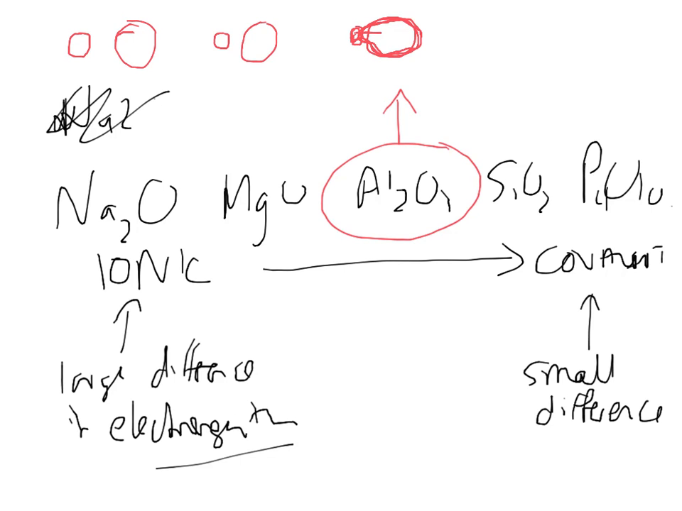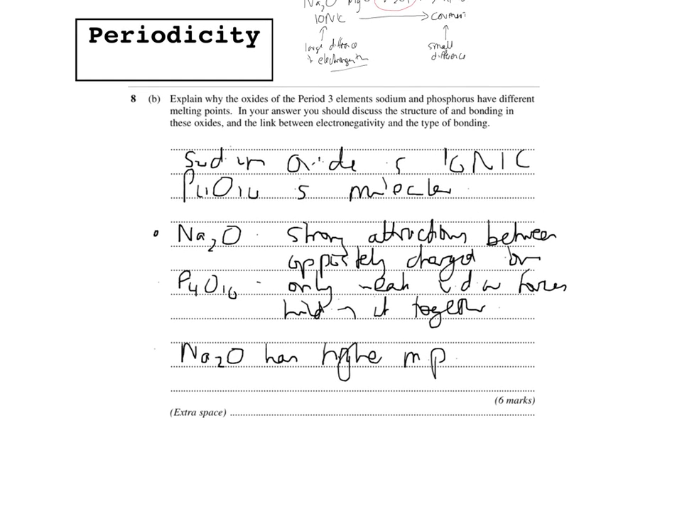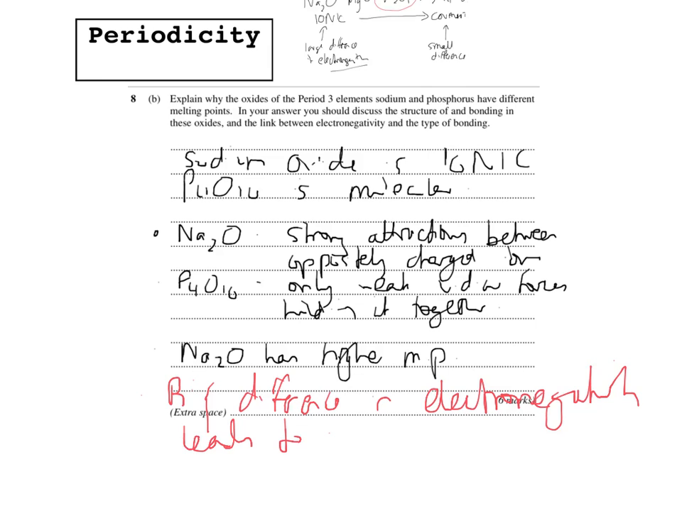Now if we go back to the question, that last mark is basically, for the simplified version of that, by saying that a big difference in electronegativity leads to ionic bonding, and small difference covalent, and that'll get you that last mark. So again, you don't need to go too complicated here, just putting down the facts will get you those marks.